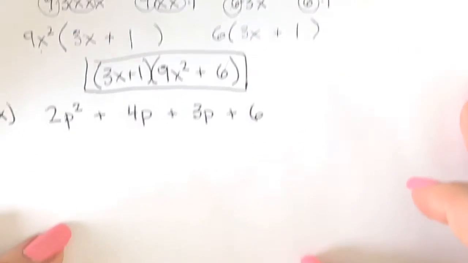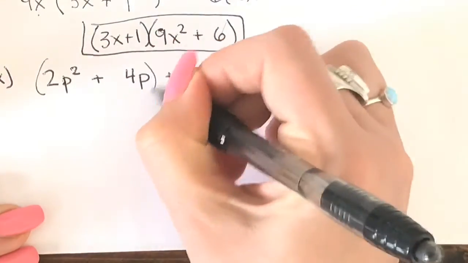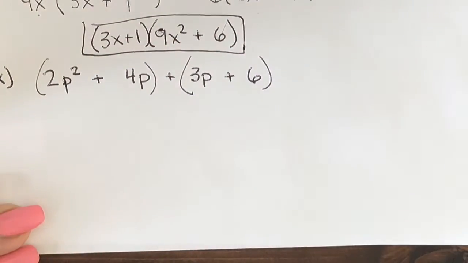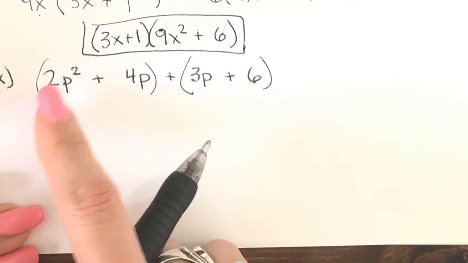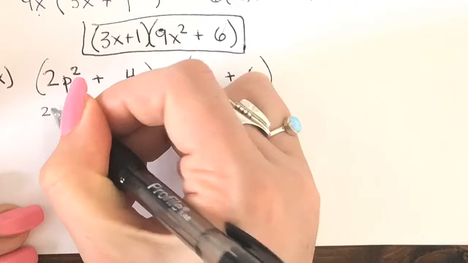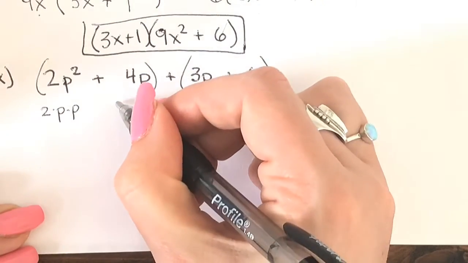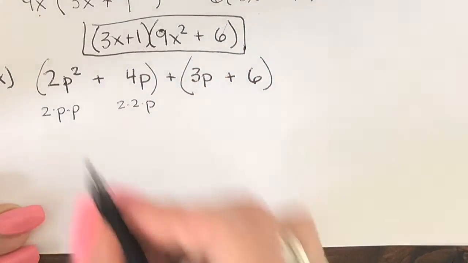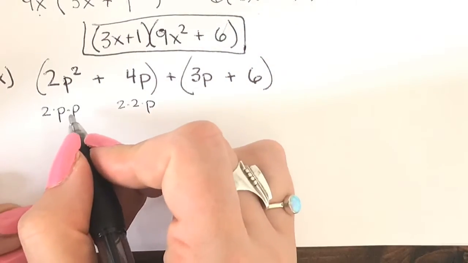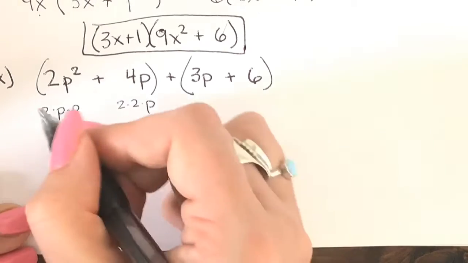Okay, let's try another one. We're going to break it into 2 groups of 2 and then take the common factor out of each group. So on this one, I have a 2 and then p squared, p times p, and then 4 I can write as 2 times p. Again, if you want, you can skip this step if you can do it in your head. I'm just writing it down to make sure everyone can follow.